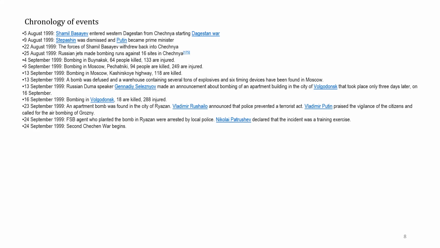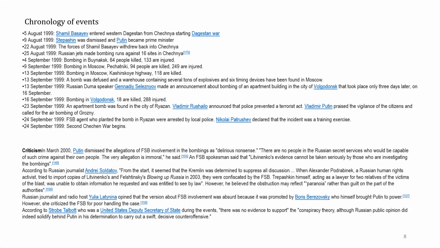Nikolai Patrushev declared that the incident was a training exercise. And again, September 24th, Second Chechen War begins. A lot of things happened in that year.